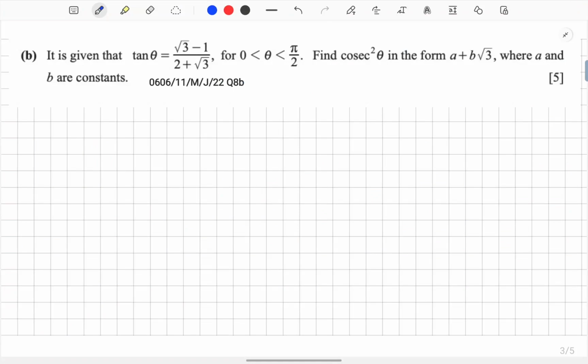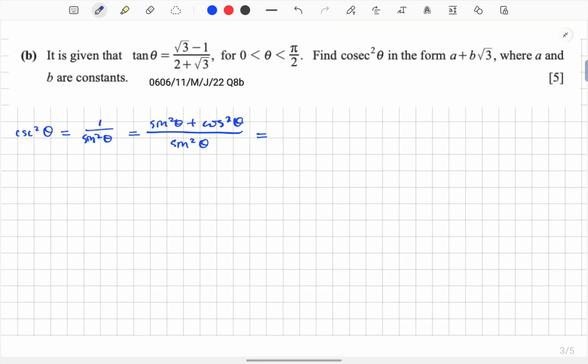The third question wants us to find the value of cosecant squared theta, and we're given the tangent theta value. First, we need to know how to express cosecant squared theta in terms of tangent theta. We know that cosecant squared theta is 1 over sine squared theta. And we can expand 1 as sine squared theta plus cosine squared theta, and the denominator is still sine squared theta.